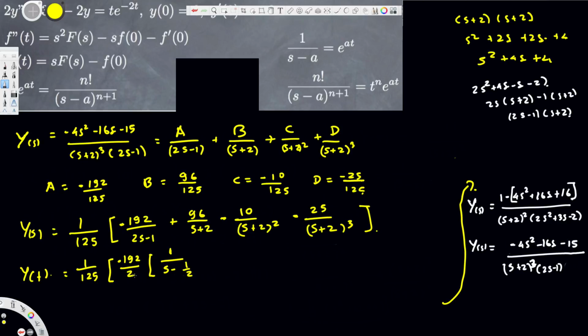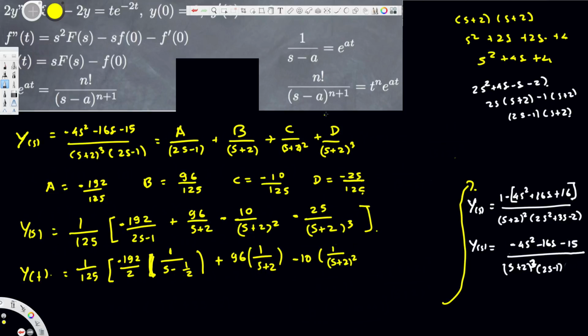Because half times 2 gives you 1, so s minus half. And let's do this for the other terms. Here we have 96. If we take 96 common, this is going to become 1 over s plus 2, and here we have negative 10 common, that's going to become 1 over s plus 2 square.